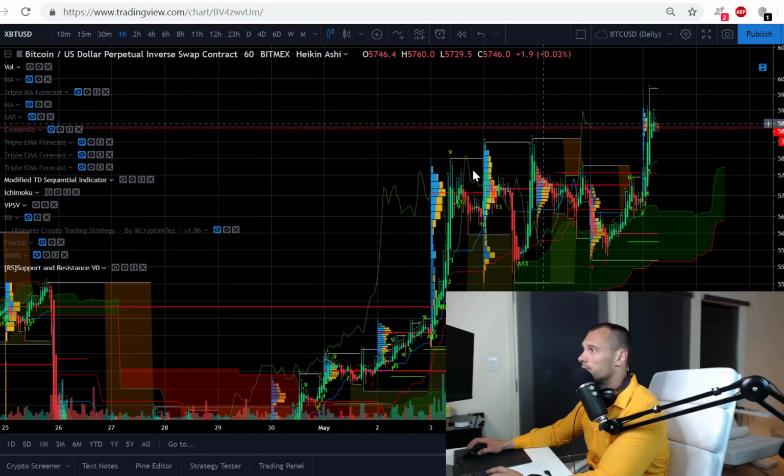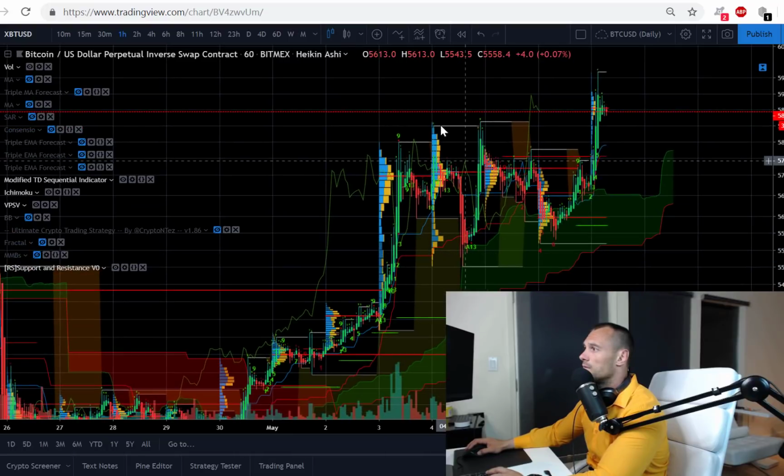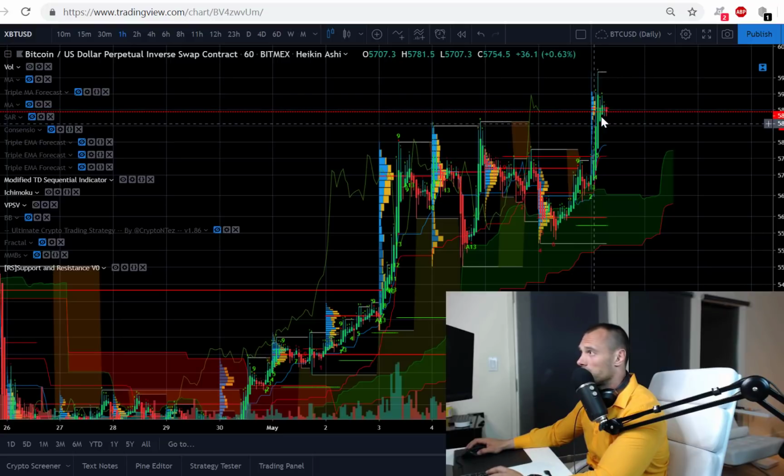So if it just went further up than I expected, it's okay, you lose one. But I had 1-2 trades that worked out, and the last one when I shorted over here didn't work out, right? So this one got stopped out.